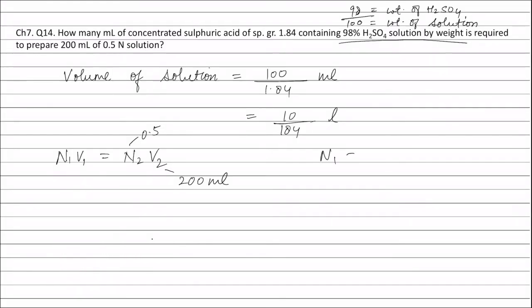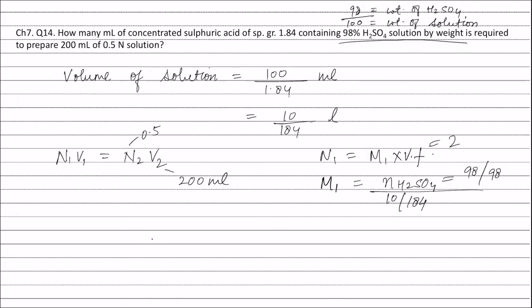Now N1 will be equal to molarity M1 into valency factor of sulfuric acid. Molarity of sulfuric acid is equal to moles of sulfuric acid divided by volume of solution in liters, which is equal to 10 by 184 liters. Moles of sulfuric acid will be equal to weight of sulfuric acid, that is 98, divided by molecular weight of sulfuric acid, which is 98. Valency factor of sulfuric acid is 2.